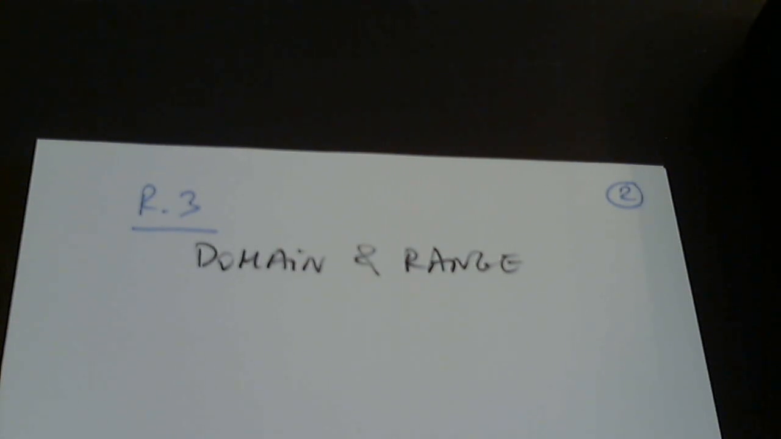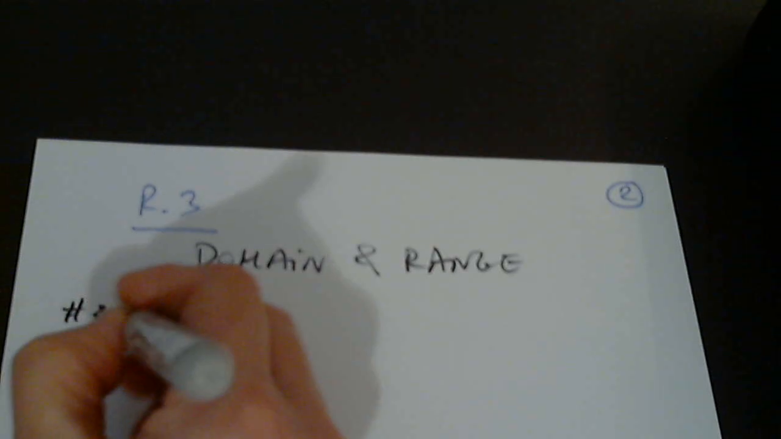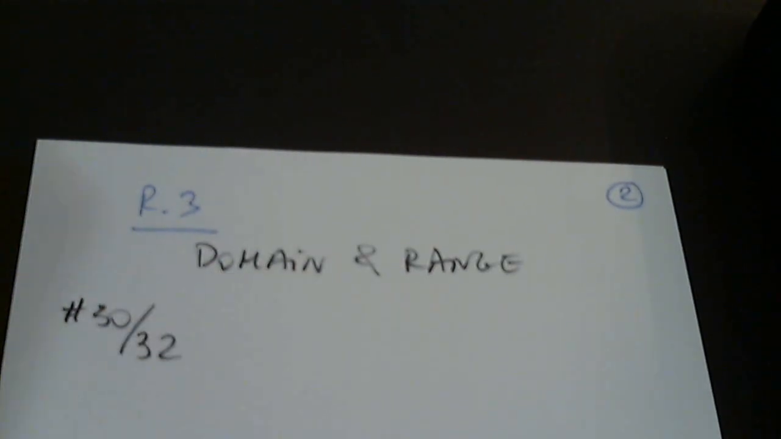So this is a function. How do I know it's a function? By the vertical line test, I know it's a function. Any vertical line through the graph crosses the graph in no more than 1 point. So that's why I know this is a function. So we selected problem 30 on page 32.